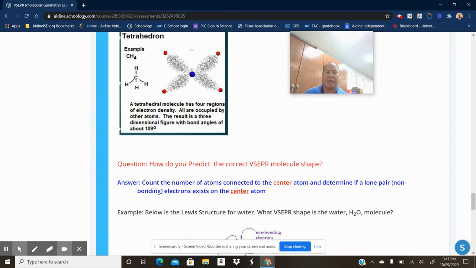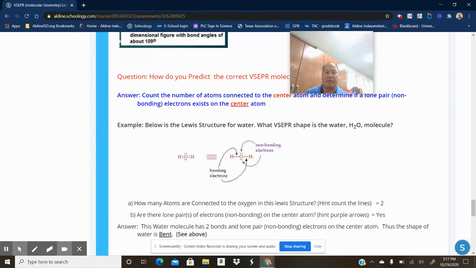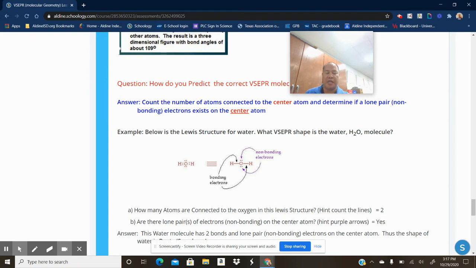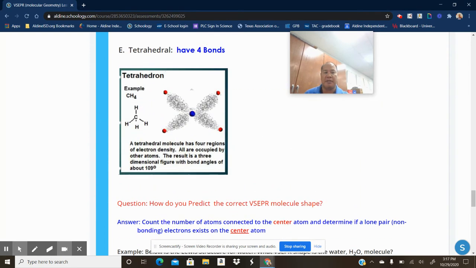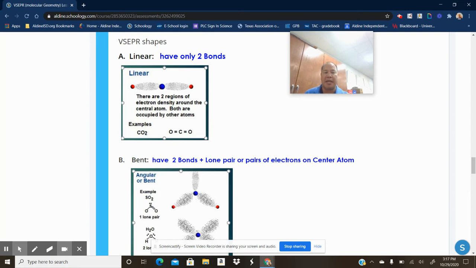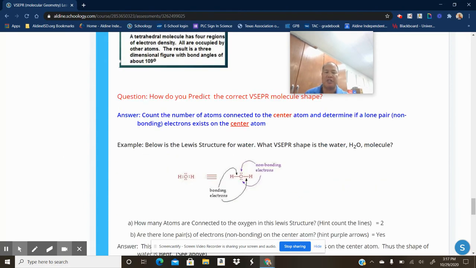So we talked about how you use this theory to predict the shape. Well, all you have to do is count the number of bonds, or number of atoms connected to the center atom, and see if it's got a lone pair of electrons on the center or not. So for instance, water right here has 2 bonds. You see 2 lines right here, right? And it's also got lone pairs of electrons. So which one has 2 bonds and a lone pair? Well, the only things with 2 bonds are linear or bent, but the one that has a lone pair is bent. So water is a bent molecule.